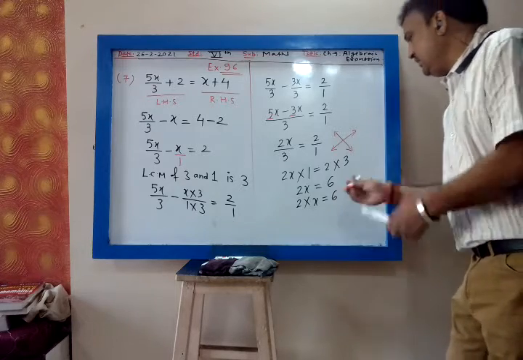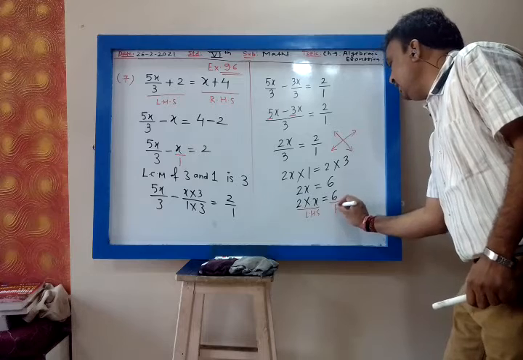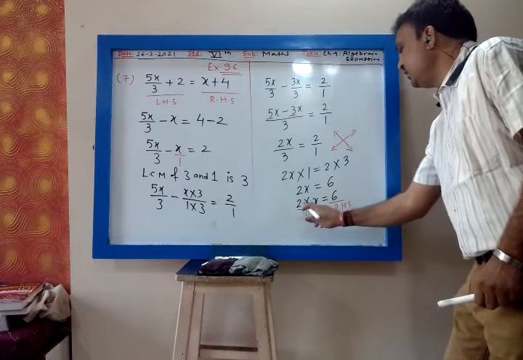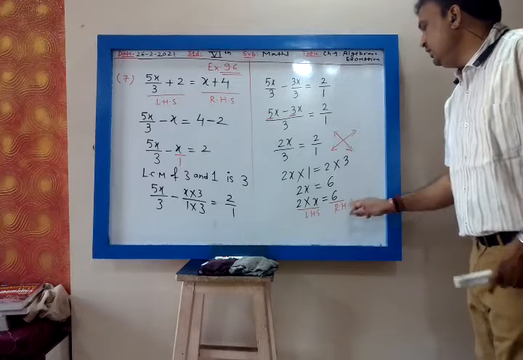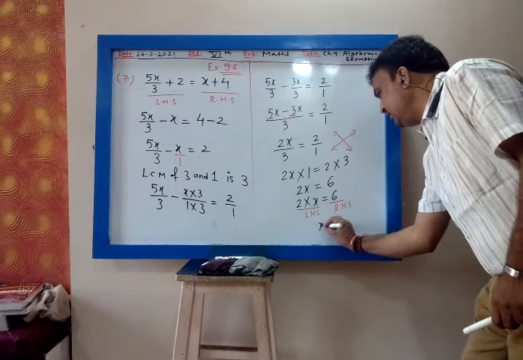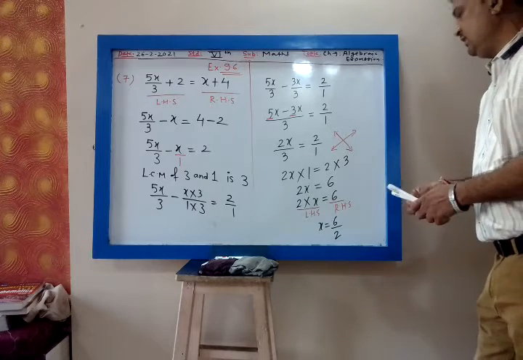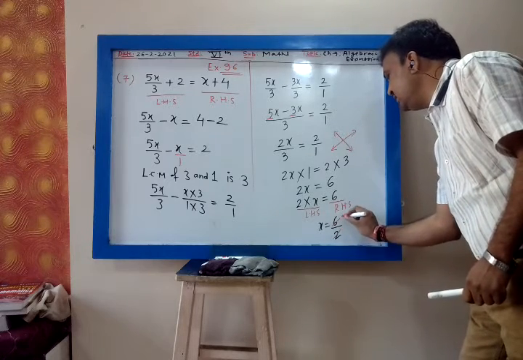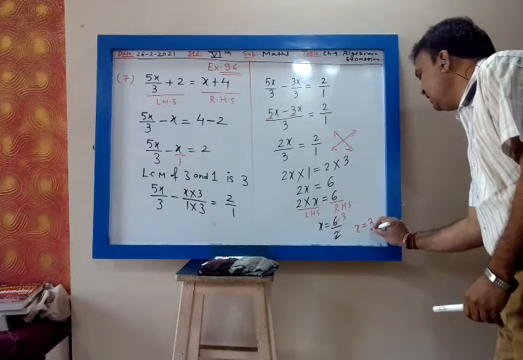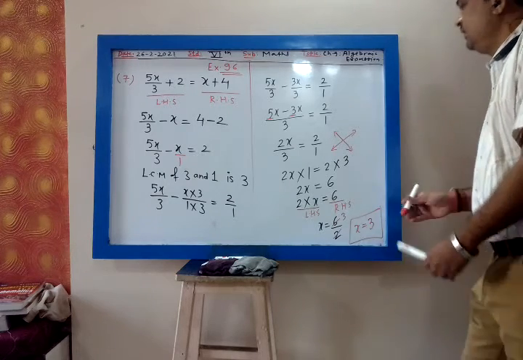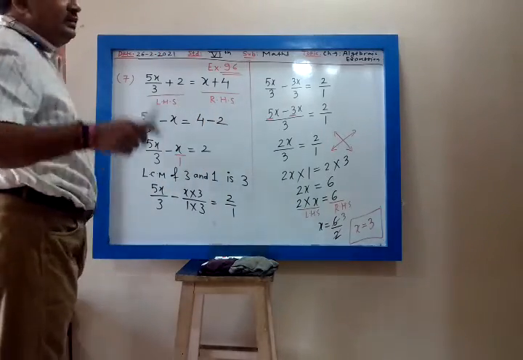Again, this is my left hand side and this is my right hand side. On left hand side, 2 is in the multiplication. So when I will change the side of 2, 2 will go in the division. So x is equal to 6 divided by 2. You can cancel 6 with 2. 2 1s are 2. 2 3s are 6. So answer is x is equal to 3. Yes, again I am explaining.